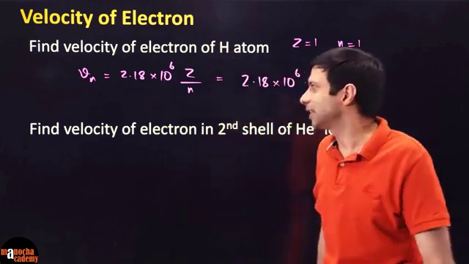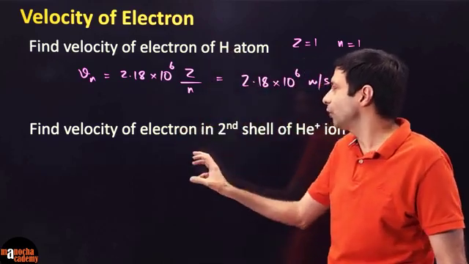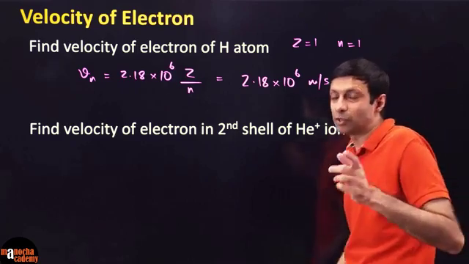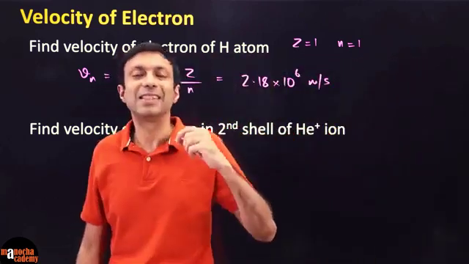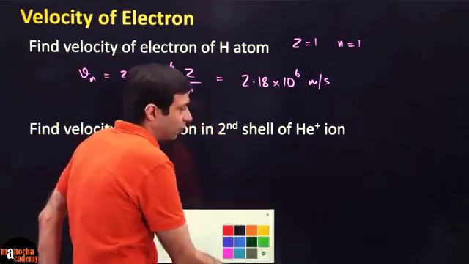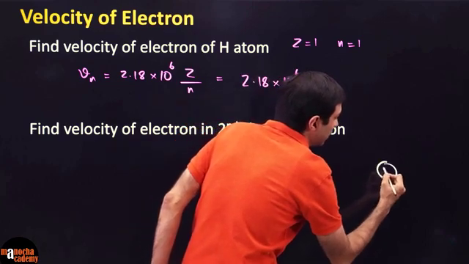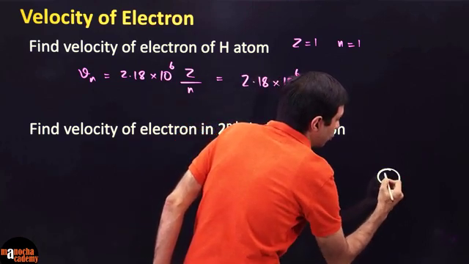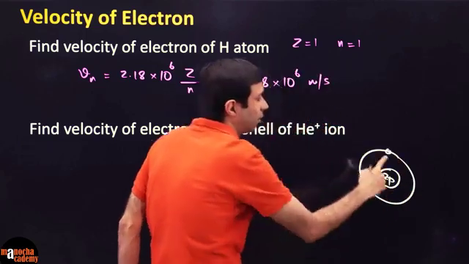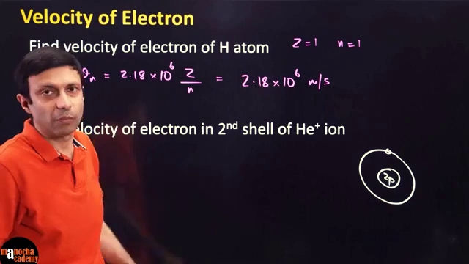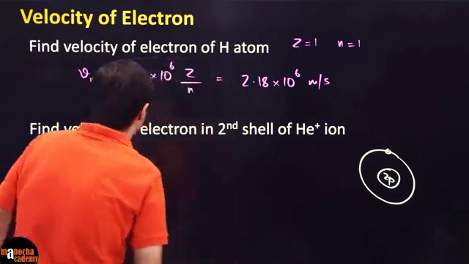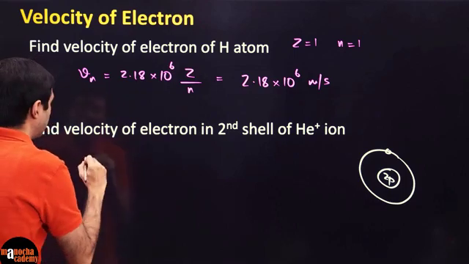Next, let's take a look at this example. If you have been asked to find the velocity of the electron in the second shell of helium ion, okay, because remember these Bohr's formulas, they work for single electron species, and helium atom, you know, it has 2 protons. So helium atom has 2 protons and 2 electrons, but if you take out 1 electron, He plus ion, you're left with only 1 electron. So let's go ahead and apply the formula for the helium atom, or for the helium ion.